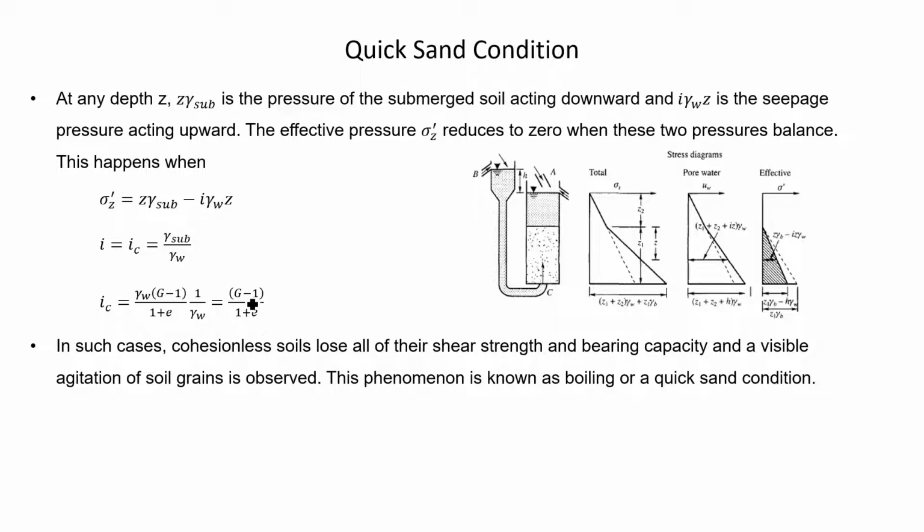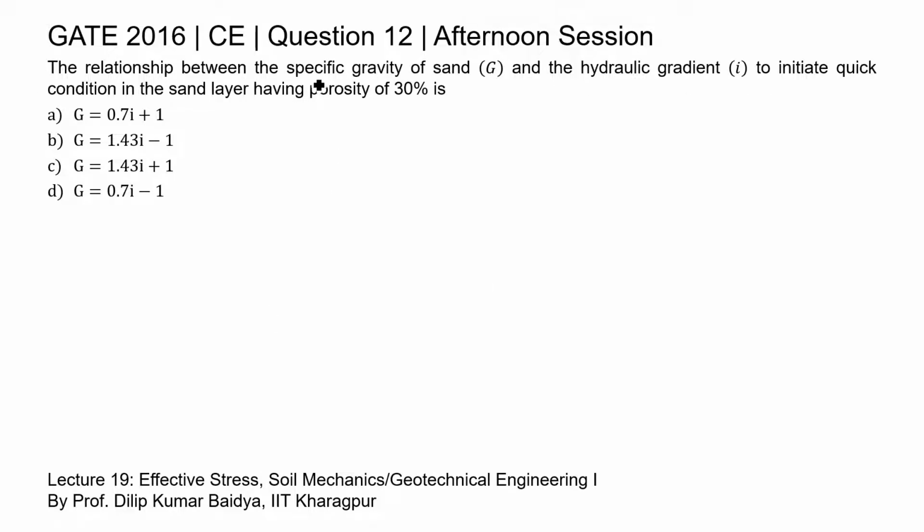1 plus e, where G is the specific gravity of the soil and e is the void ratio of that soil. So, here in this question we need to establish the relationship between G and i, and the porosity is given as 30%. So, here first we need to find the value of e, that is void ratio. So, e can be found from this equation, e is equal to n by 1 minus n.